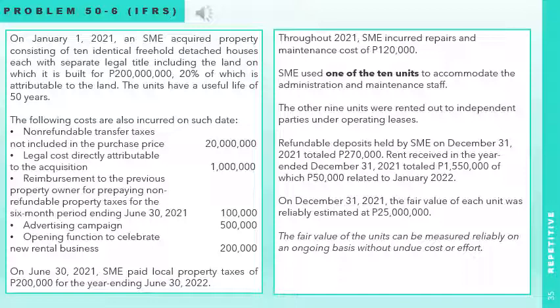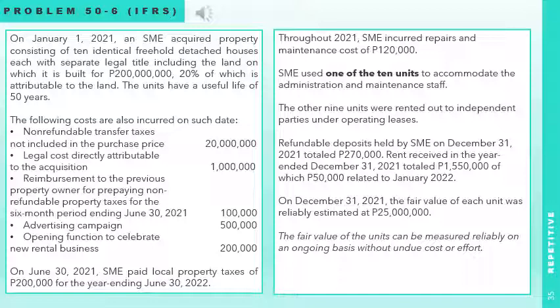Legal costs directly attributable to the acquisition, 1 million. Reimbursement to the previous owner for prepaying non-refundable property taxes for the 6-month period ending June 30, 2021, 100,000. Advertising campaign, 500,000. Opening function to celebrate a new rental business, 200,000. On June 30, 2021, SME paid local property taxes of 200,000 for the year ending June 30, 2022. Throughout 2021, SME incurred repairs and maintenance costs of 120,000. SME used one of the 10 units to accommodate the administrations and maintenance staff.